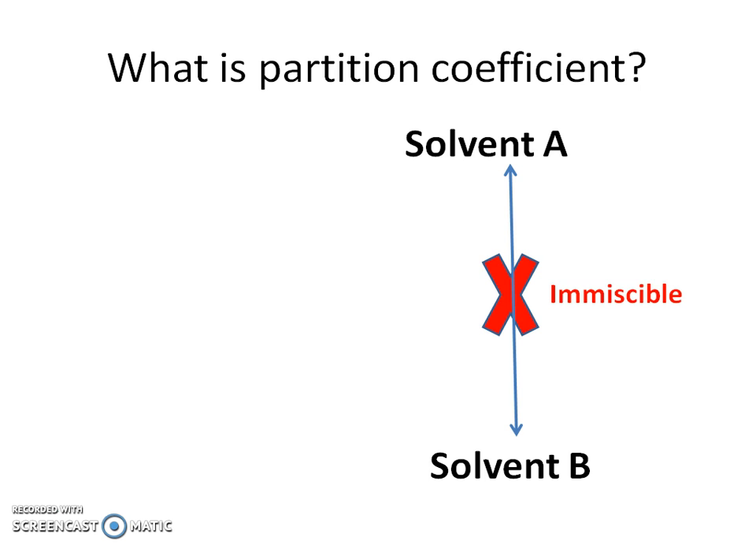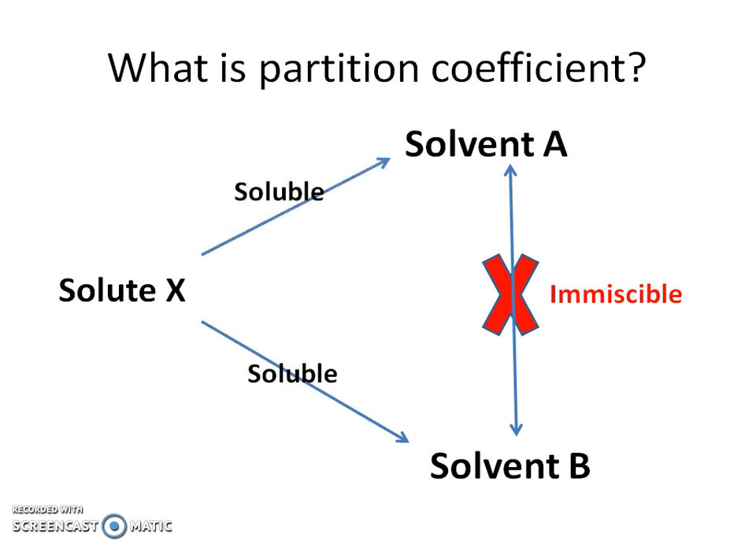If we mix these two solvents, shake, and keep aside, there is separation into two layers of solvent A and solvent B. There is one solute X. This solute X is soluble in solvent A and solvent B. Now suppose we take equal quantities of solvent A and solvent B, and we dissolve solute X in the mixture of solvent A and solvent B.